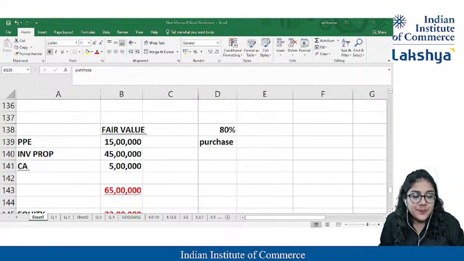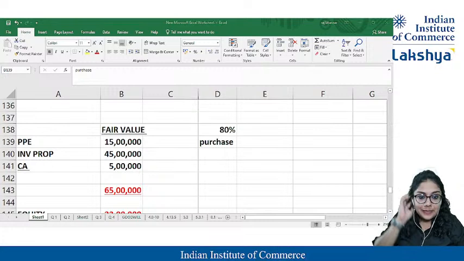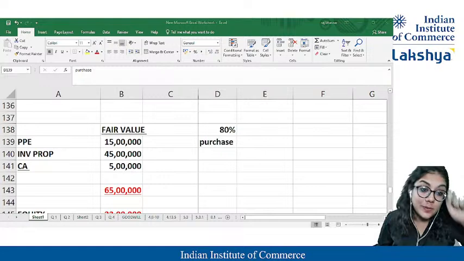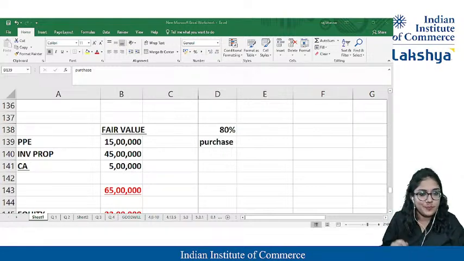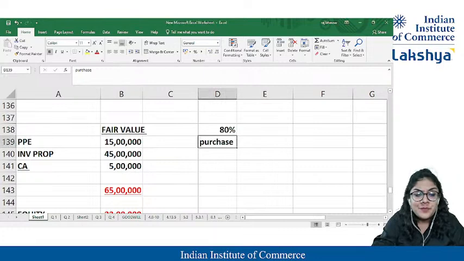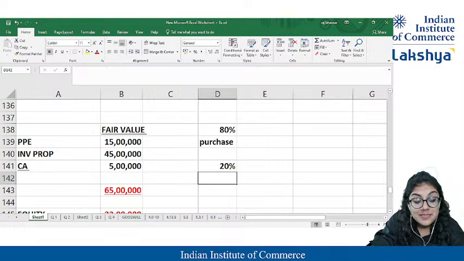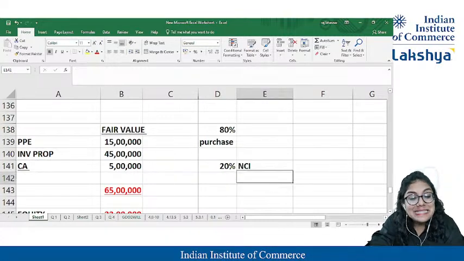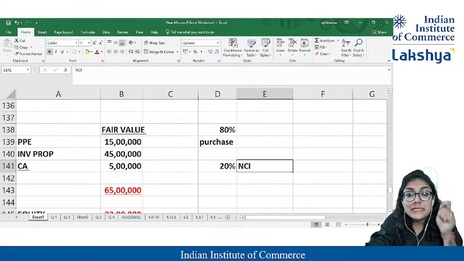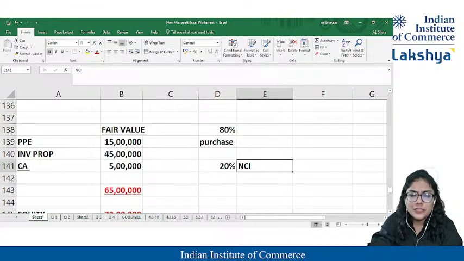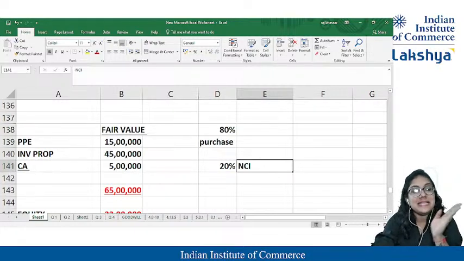Yes or no? Yes, ma'am. Because for being a parent company, it can be more than 51%, which is normal. But then the control should be there with you. By having so much percentage, definitely I'll be having control. So 80% fine, ma'am. But what about 20%? Who is having 20%? So now let us understand what is NCI. That is non-controlling interest. Non-controlling interest means the one who does not have any control over that company. It's just the normal investment which NCI would have made.